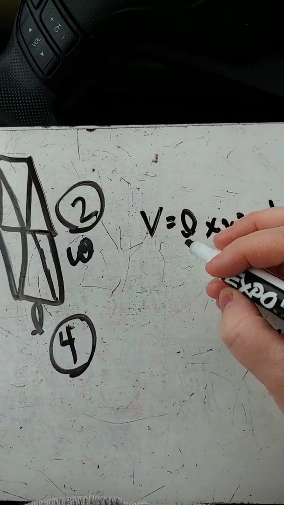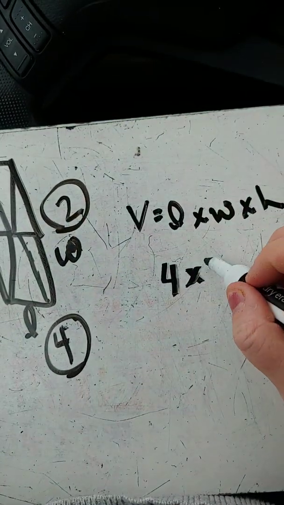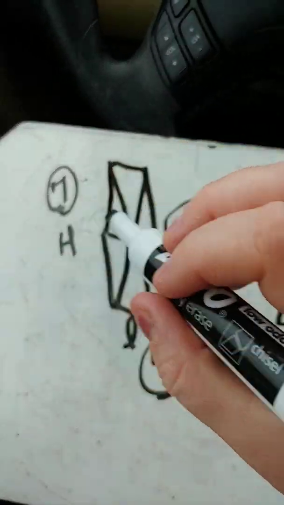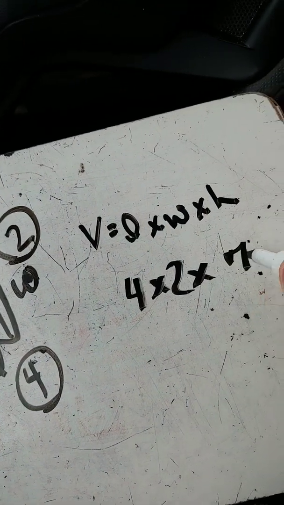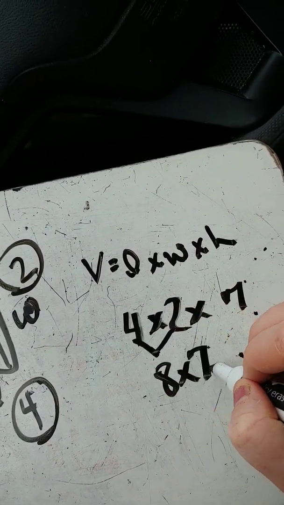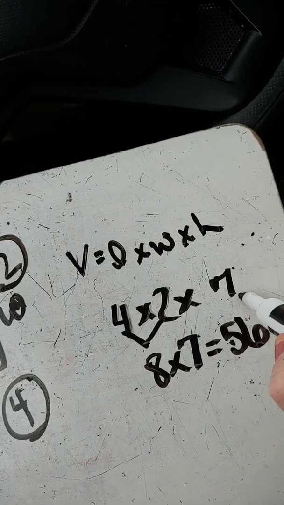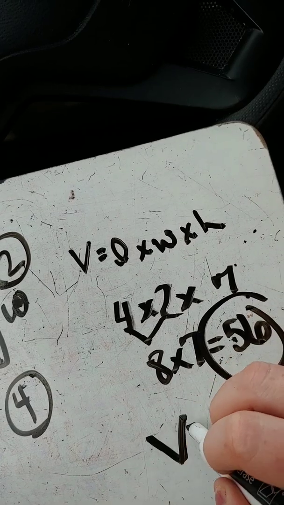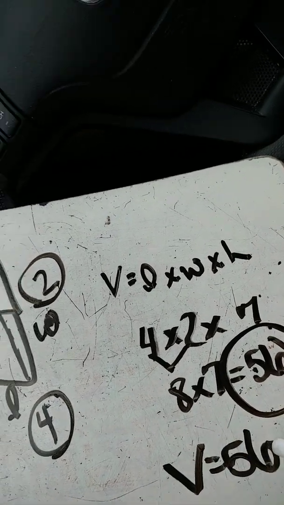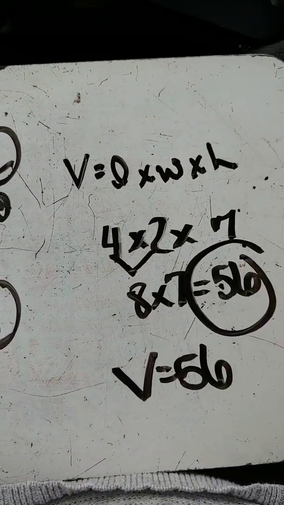Okay? So our length is 4. Our width is 2. And our height is 7. Okay? So 4 times 2 is 8. And 8 times 7 is 56. So our volume for this three-dimensional prism is 56.